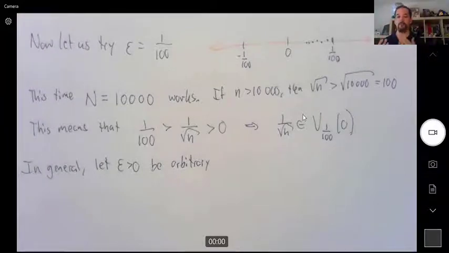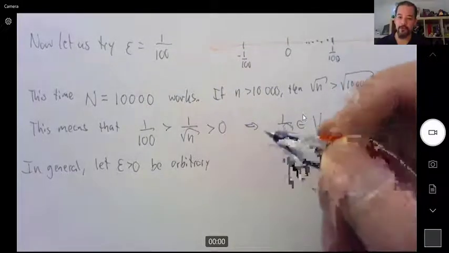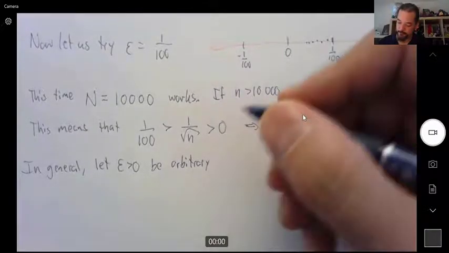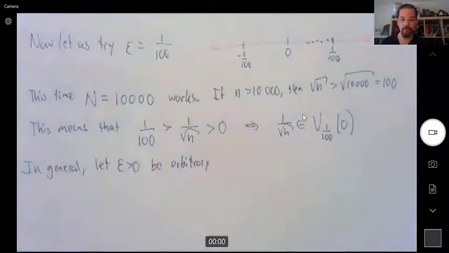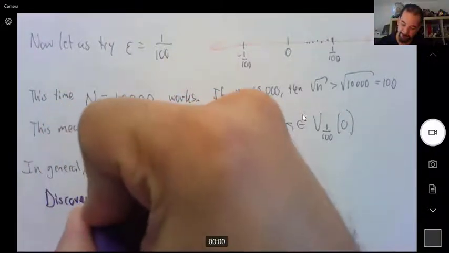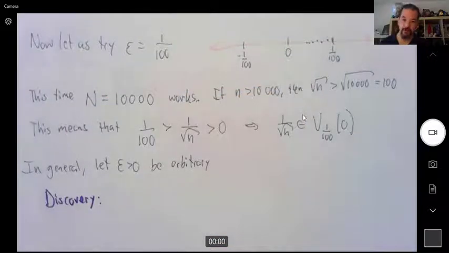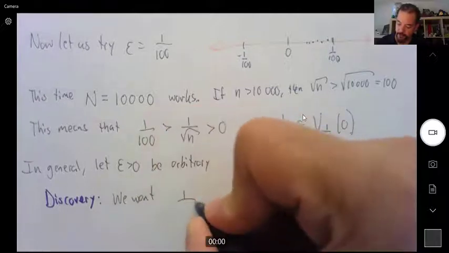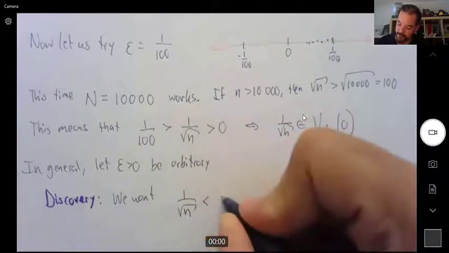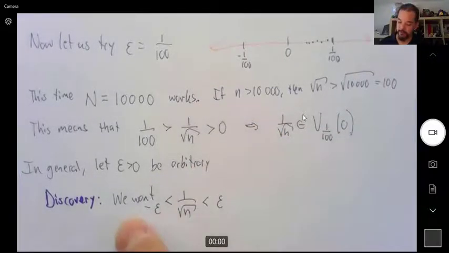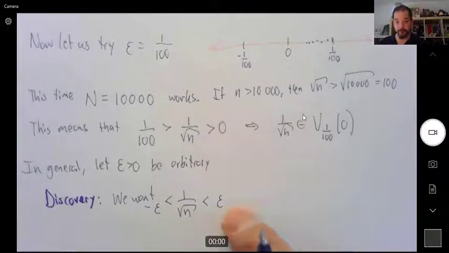And think about what we needed. Usually you start with what you want to figure out. So what is it that we want? Here's the discovery phase, as I call it. So let's put it here, discovery. How do we discover the entry point? So this is what we want. We want 1 over root n to be less than epsilon and bigger than negative epsilon, to be between negative epsilon and epsilon. That's the absolute value thing.